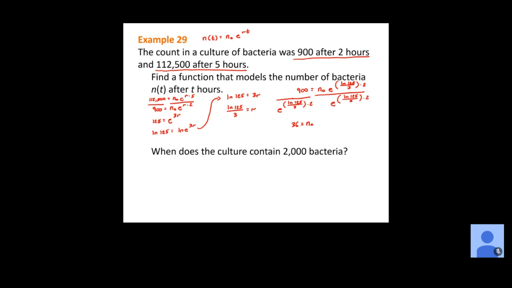Okay, so now that we know the r value and we know the N sub 0, now we can write our function. So we have N of t equals 36 times e to the natural log of 125 over 3 times t. Any questions about any of the steps to get to that function now?